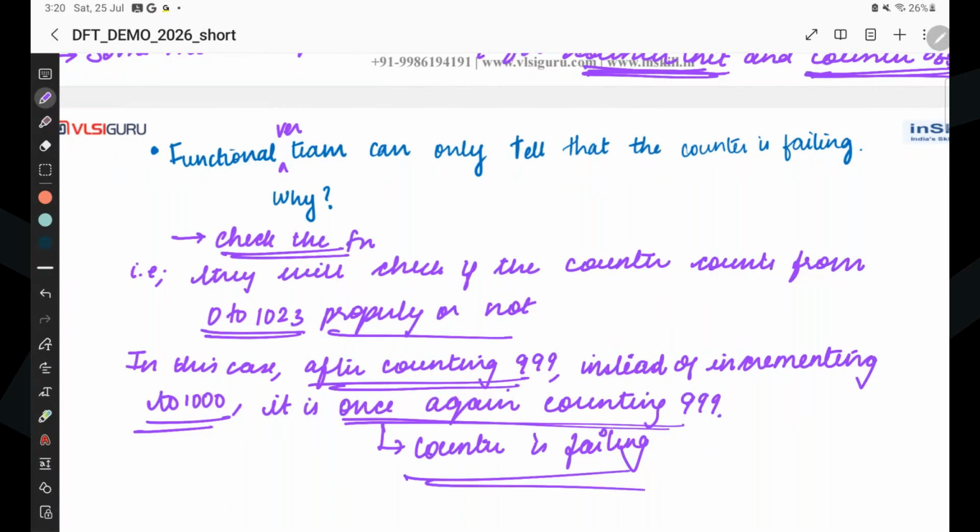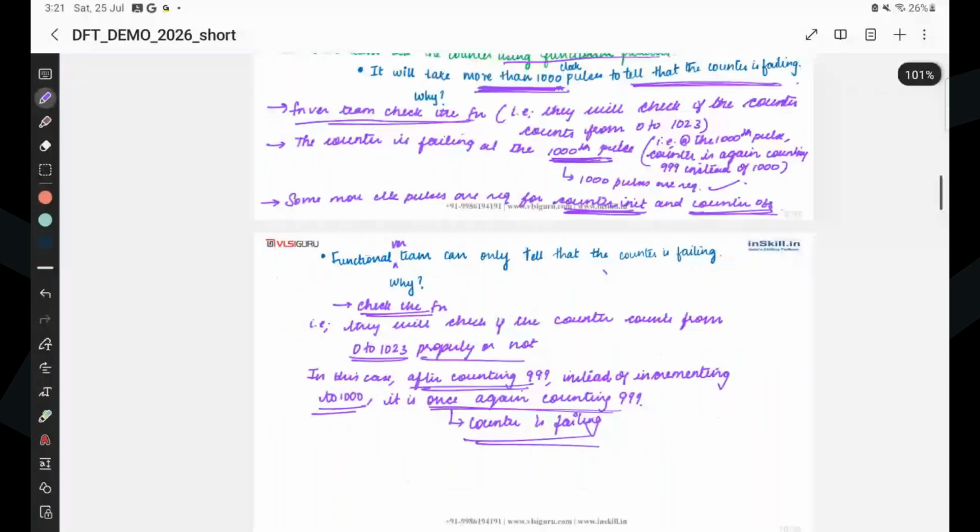So they can only tell that the counter is failing. They are checking the functionality. They will check if the counter counts from 0 to 1023 properly or not. So in this case, after counting 999, instead of counting 1000, it is once again counting 999. So that's the counter is failing. Okay, so this is what will happen when our functional verification team is there.